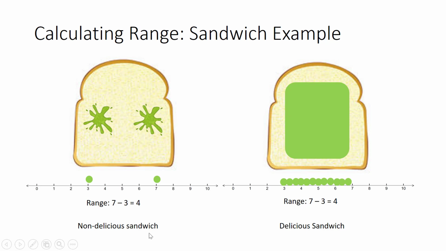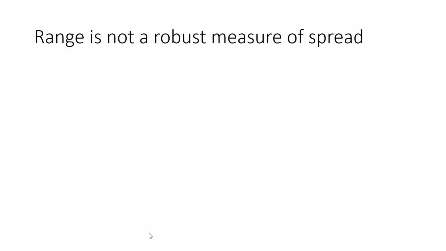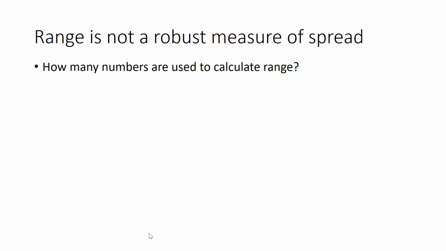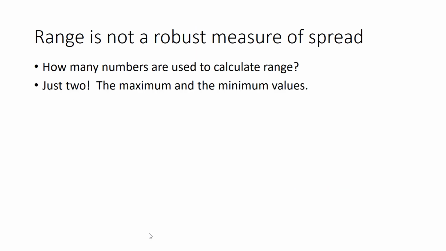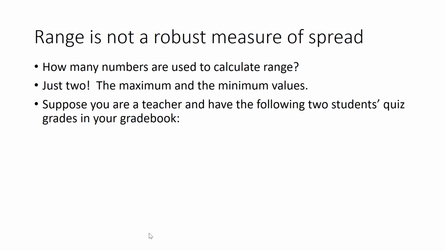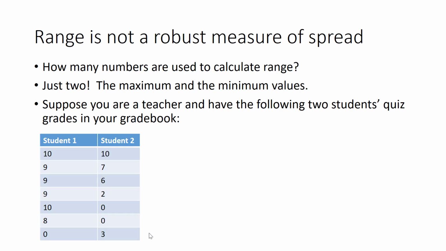Let's look at another example to demonstrate why range is not the strongest way to measure spread. Again, we only use these two numbers to calculate range, the maximum and minimum values. That's it. So let's suppose you're a teacher and you have two grade books for two students.